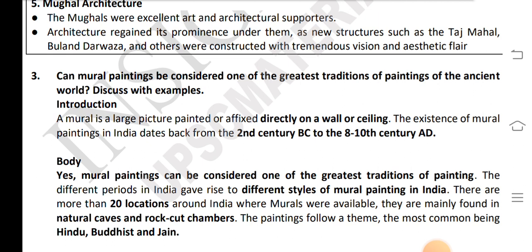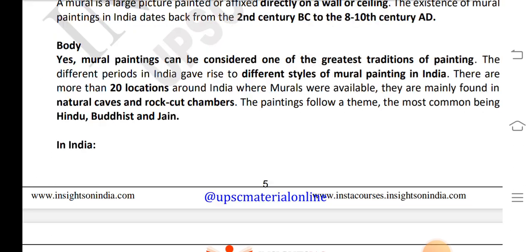Can mural paintings be considered one of the greatest traditions of painting of the ancient world? Discuss with examples. Introduction: a mural is a large picture painted or affixed directly on the wall or ceiling. The existence of mural paintings in India dates back from the 2nd century BC to the 8th to 10th century AD. Yes, mural paintings can be considered one of the greatest traditions of painting.